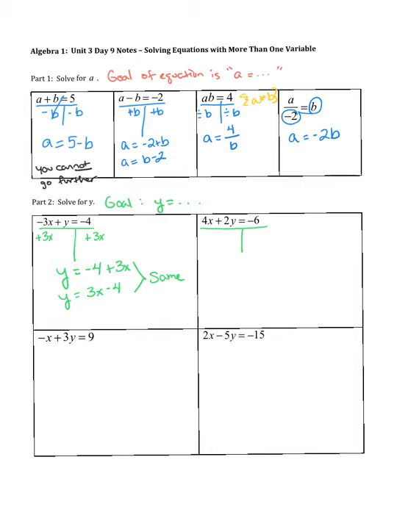All right? First thing we want to do is get the y's by themselves. So let's move the 4x by subtracting, because that's the opposite of a positive. So I have 2y equals negative 4x minus 6. But I'm not done. My goal is 1y. It's not 2y. So this is the interesting part.